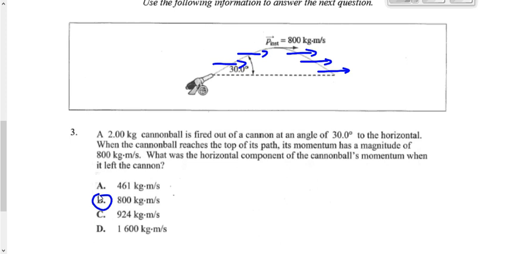If the momentum vertically was this much here, well, here it's going to be this much, and here it's going to be this much, and here it's going to be 0, and then it's going to increase again as it goes down. Does that make sense? Horizontally, the momentum has got to stay the same. Vertically, the momentum changes. But since we have the horizontal momentum, and we're looking for the horizontal component of the momentum when it leaves the cannon, the answer is going to be the same, 800.